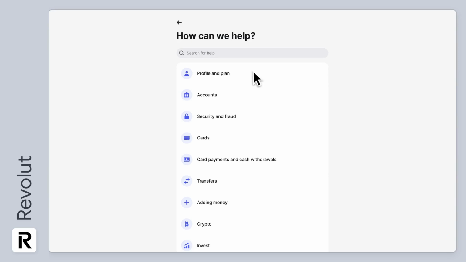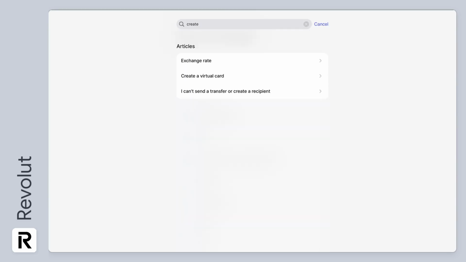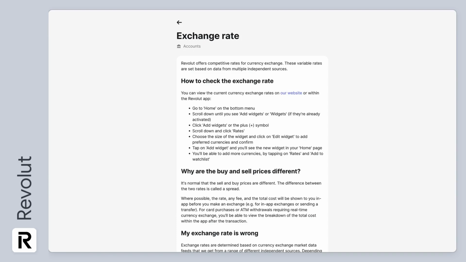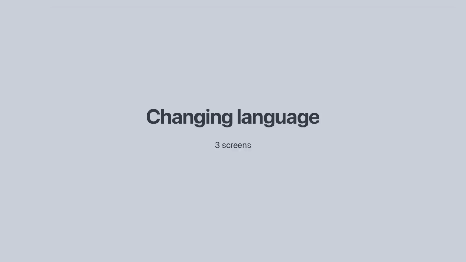Click the search field. Next, select the exchange rate article. Then the article content loads. Finally, read the exchange rate article to resolve your query. Up next, let's discover how changing language works.